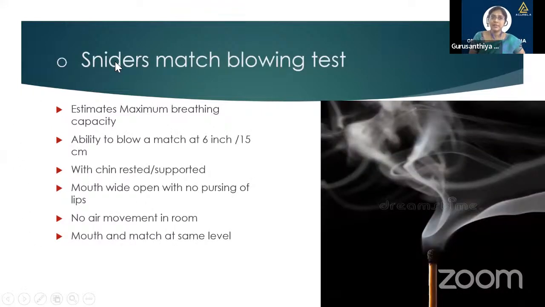Then comes Snider's match test, which assesses the vital capacity, maximum breathing capacity, as well as the dynamic function of the lung. It happens in a quiet room. The test is to blow a match at 6 inches distance or 15 centimeters, with the chin rested or supported, with no pursing of lips and the mouth wide open. There should be no air movement in the room. It is obvious, isn't it? If there is air in the room, then the air will blow it and the patient is not blowing it. So there should be no air movement in the room, and the mouth and the match should be at the same level.